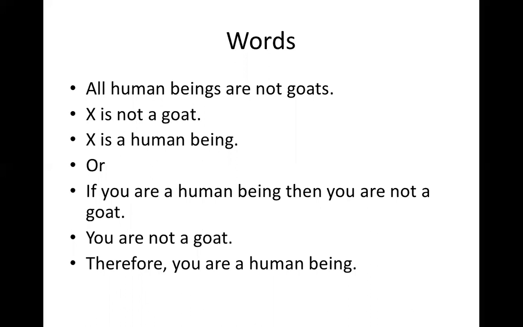Now look at this in words. All human beings are not goats. X is not a goat. Therefore, X is a human being. What kind of argument is this? All human beings are not goats. X is not a goat. It is an argument that affirms the consequent. You can see statement 1 says are not goats, statement 2 says is not a goat. So it's an affirmation. Double negative is positive. So our double negative is affirmation.